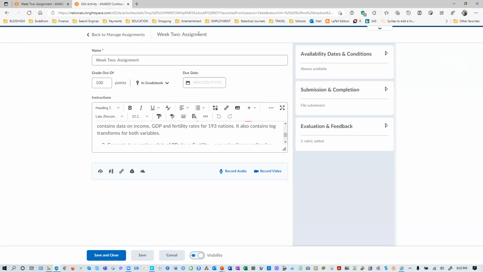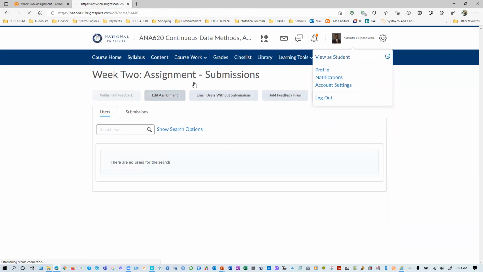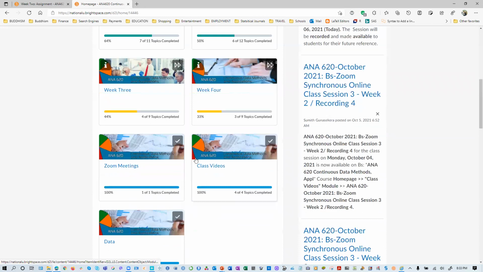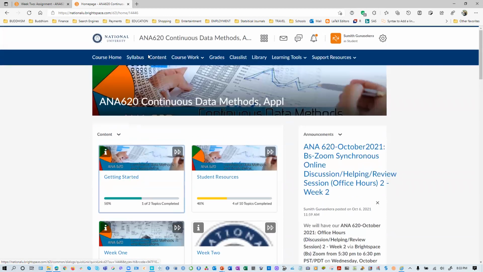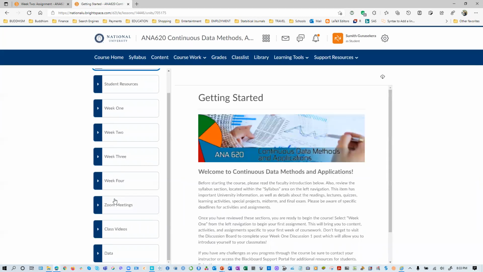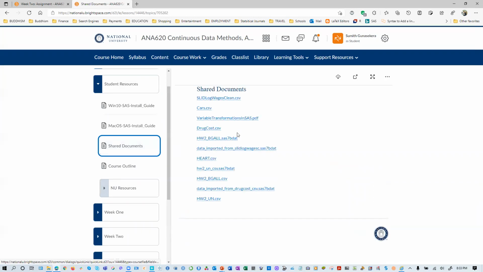What happened to this? Why can I not? Yeah, there you go. Let me see. Okay, they go to content, student resources. Yeah, see, it's homework 2. Yeah, it's on the shared document then.